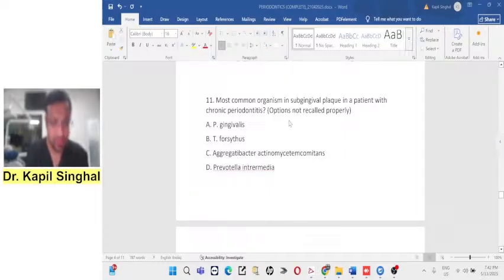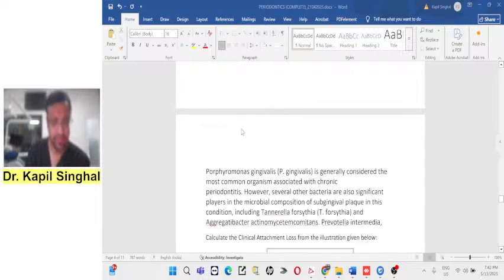Now again the next question was, I don't know about the options if they are correct. Out of these options what I have got, the question was most common organism in subgingival plaque in a patient with chronic periodontitis. So we all know in subgingival plaque in chronic periodontitis, P. gingivalis is the bacteria that is present in maximum amount and is also the most lethal and most dangerous bacteria there. So out of these options, if these were the options anyhow, the answer here would be P. gingivalis.